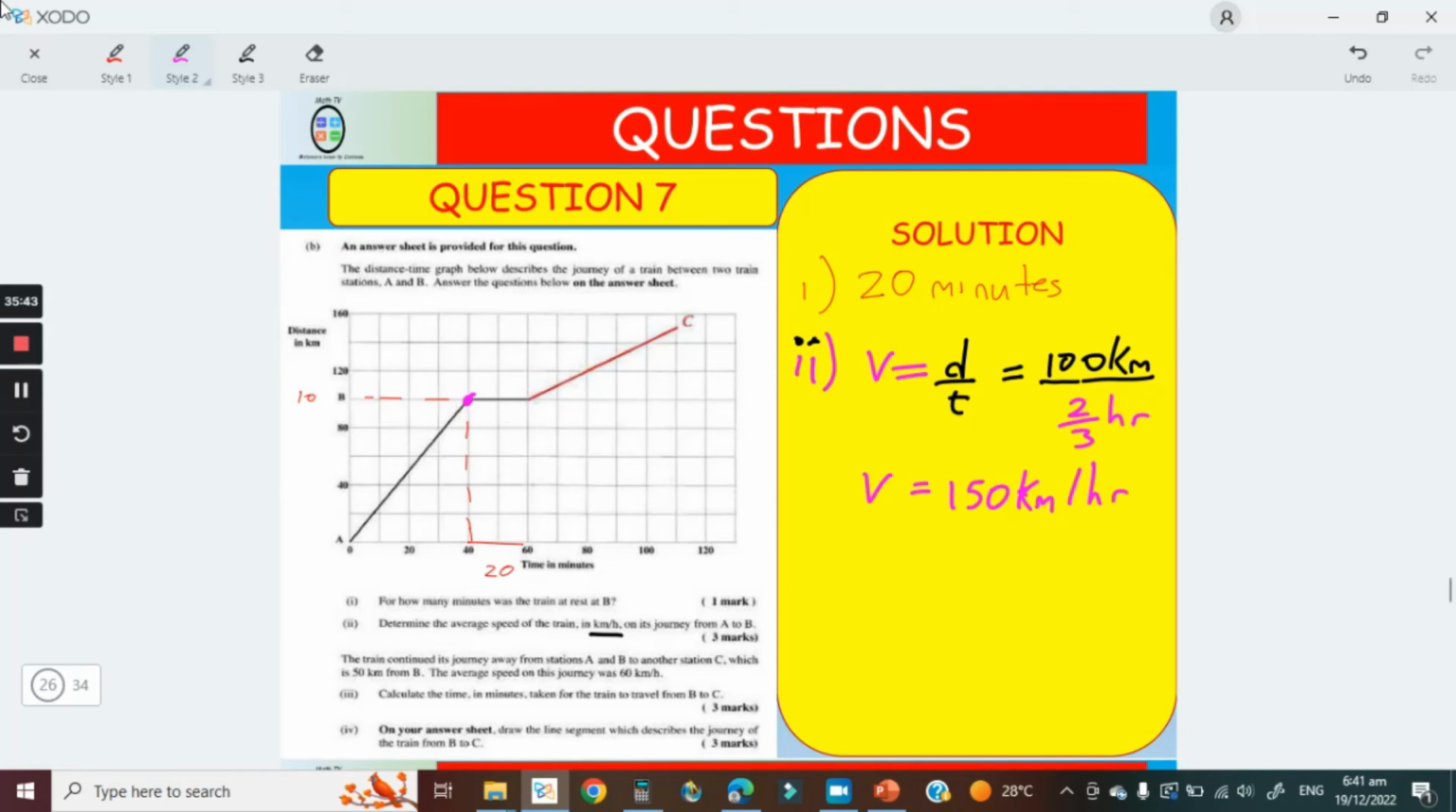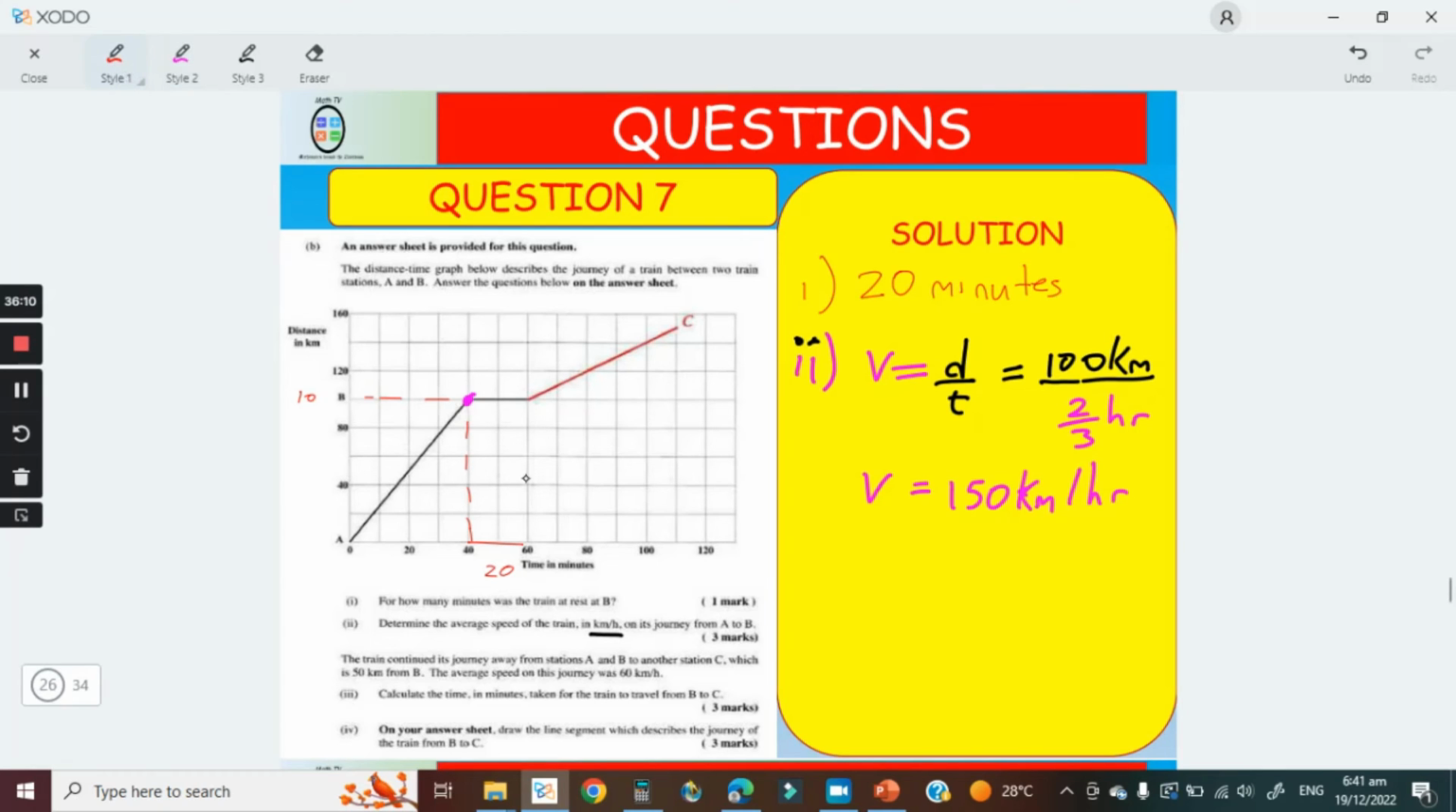Part 3 now. It says the train continued its journey away from station B to another station C, which is 50 kilometers from station B. Then it says the average speed on the journey was 60 kilometers per hour. Calculate the time taken for the train to travel from B to C.